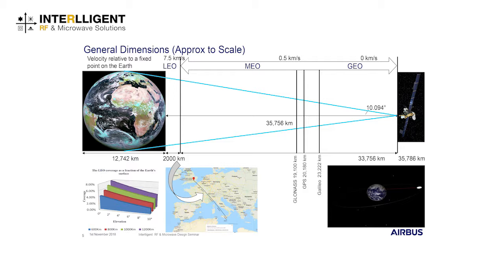If we move further out from the Earth's surface, we find where the navigation satellites sit, GLONASS, GPS, Galileo. And then finally, we come out to around 36,000 kilometres, which is the geostationary location. And that's where all the geostationary satellites sit, and obviously they're sitting in a position that's relatively fixed to the surface of the Earth.